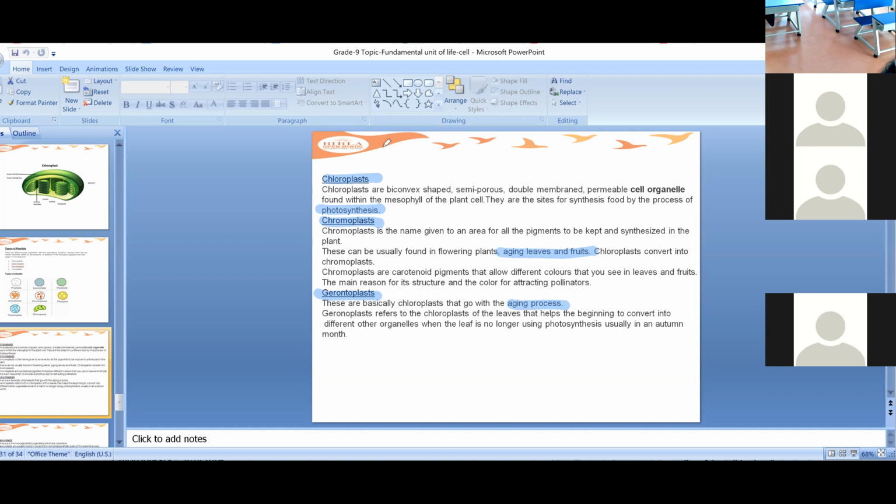These chloroplasts are being transformed into gerontoplasts. So these are responsible for the aging of the leaves. This helps in the beginning to convert into different other organelles when the leaf is no longer carrying out photosynthesis, usually in the autumn season. So these leaves try to fall down because in this season, usually the leaves fall. I'll just try to erase it once again. We'll see a few more.